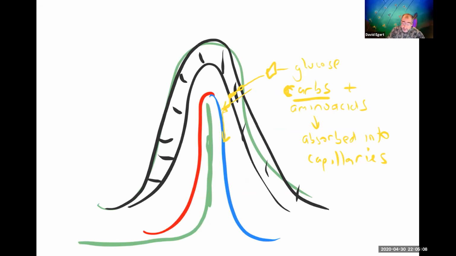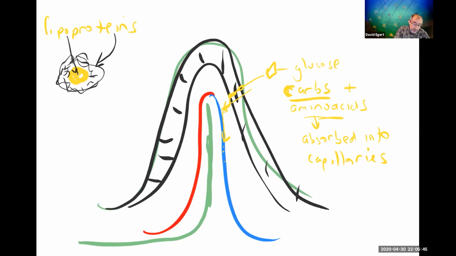So carbohydrates and proteins, you can just absorb. Fats are a different kettle of fish, though, because fats don't dissolve in water. In order to have fats float around in water, you have to make more complicated structures called lipoproteins. Lipid is the fat. Protein is the outer coat. So a lipoprotein has a protein part and a lipid part.